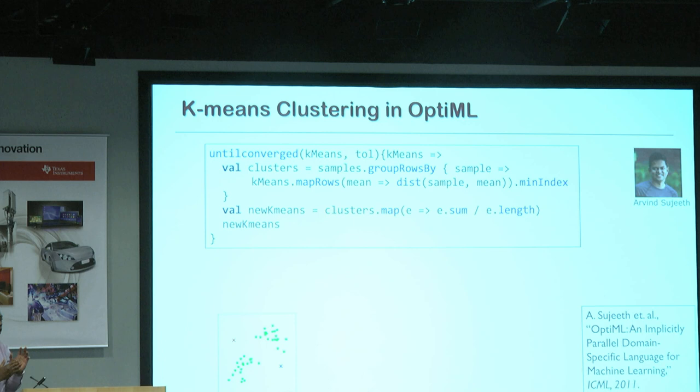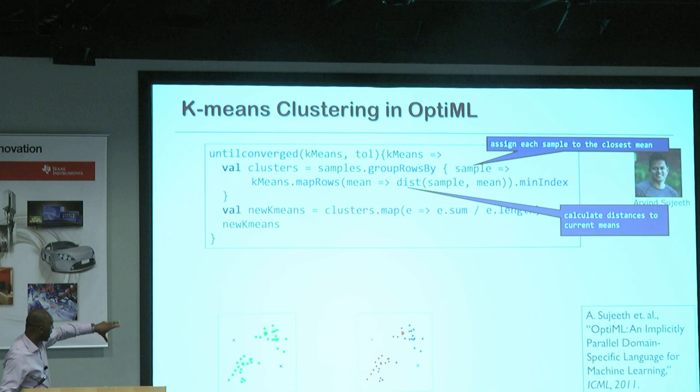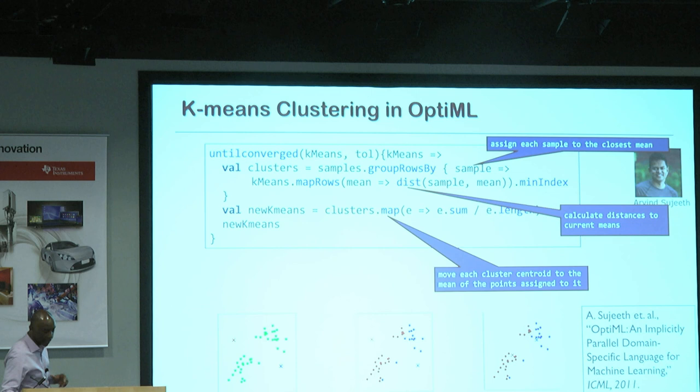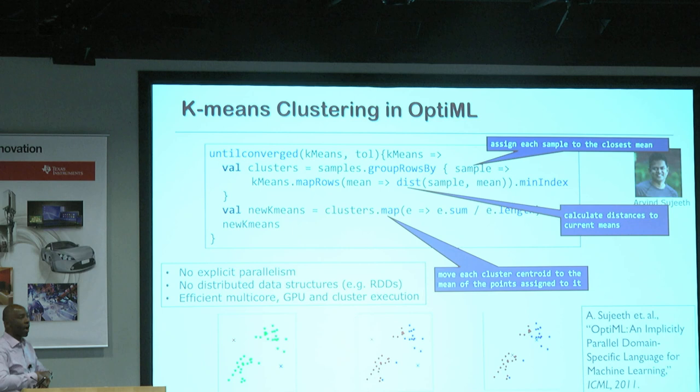So this is doing k-means clustering, where you want to take a bunch of samples and cluster them around some means. So in this case, we've got some green samples, and we've got two means, the red X and the blue X. We first group the samples by their distance to the means, and that first couple of lines does that. And then we find the centroids of the new clusters, and those are our new means, and we keep iterating until the means stop moving. Okay, that's k-means clustering. Few lines described in this high-level domain-specific language, and we can, as I said, map it to a variety of different architectures.